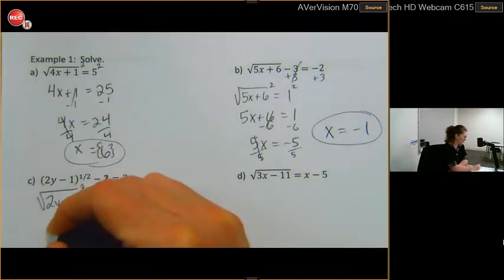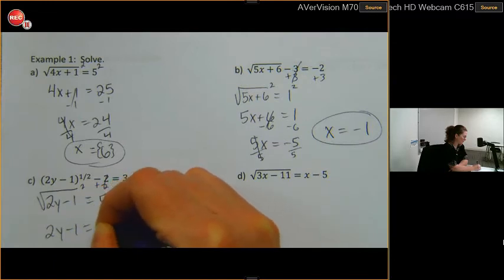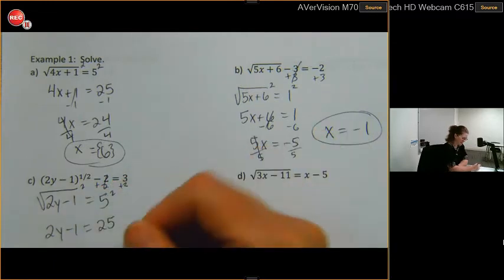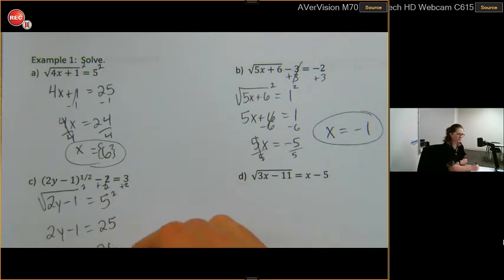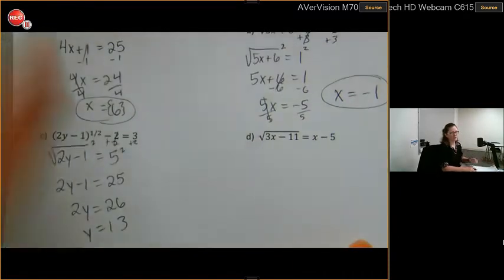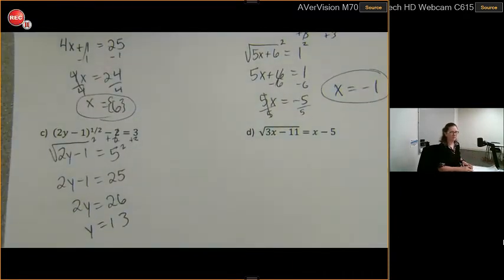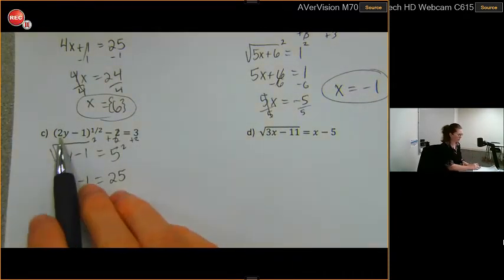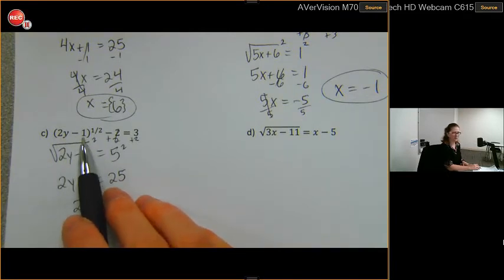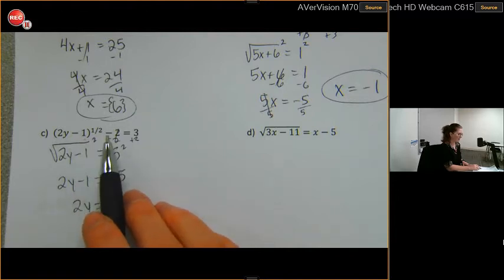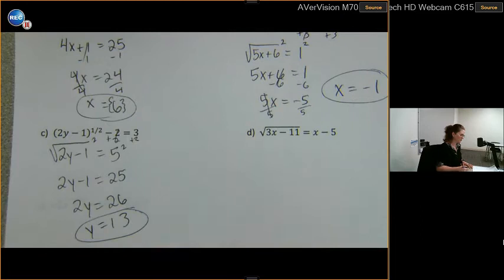Square both sides and then solve the equation. So I'm going to add 1 and divide by 2 to get y equals 13. I check 13. 2 times 13 is 26. 26 minus 1 is 25. The square root of 25 is 5. 5 minus 2 is 3. So it's good.